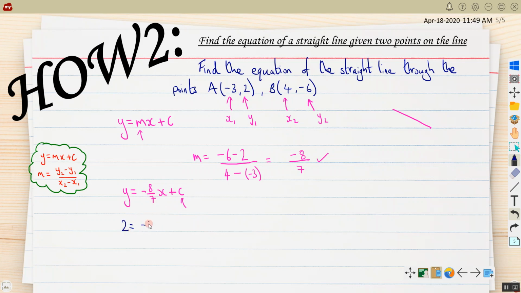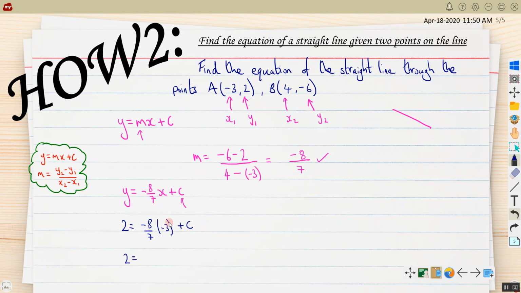I've got my value for my gradient. What's the value of x? x is negative 3. And c is the value I'm working out. Okay, so you see whenever I substitute the point in, I know what x and y is, I know what the gradient is. That means the only thing I don't know is c, which is the y-intercept. So let's work this out.